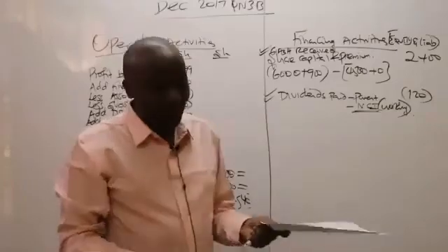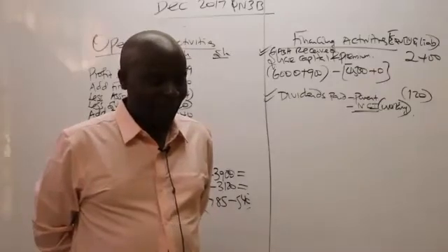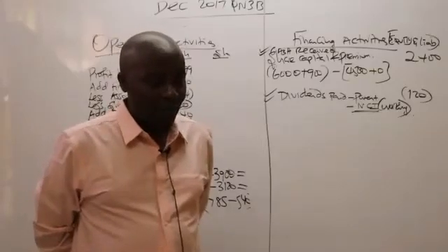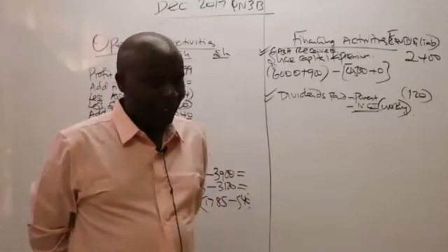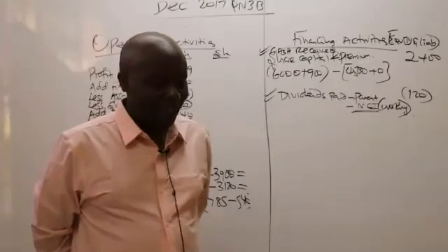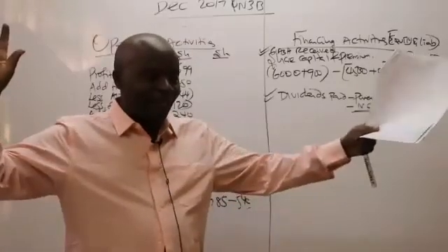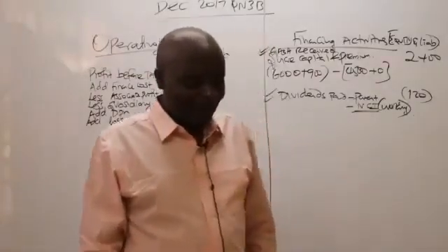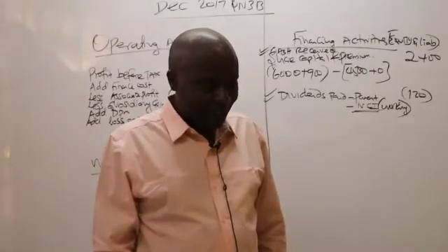For bank loans, how much do we borrow or how much did we retire? Some say 1,800.